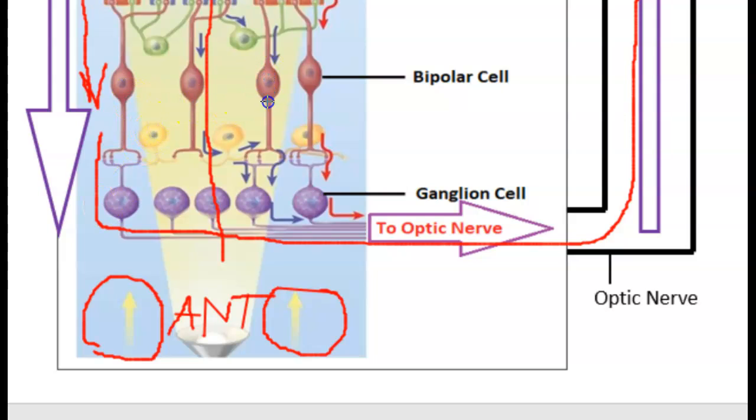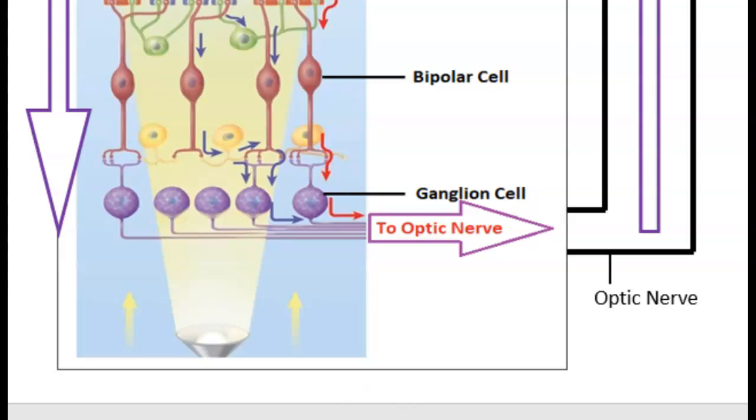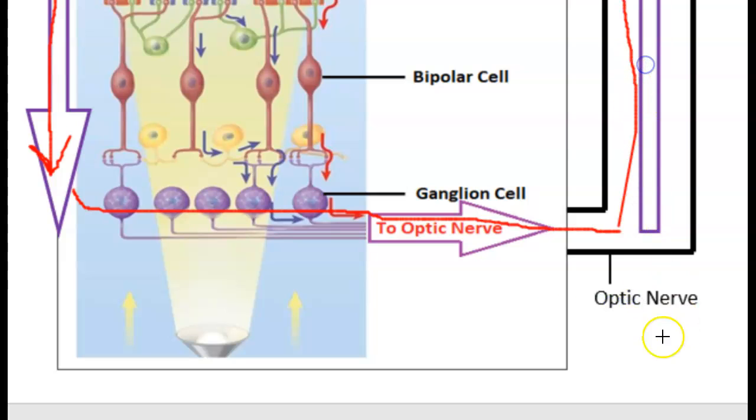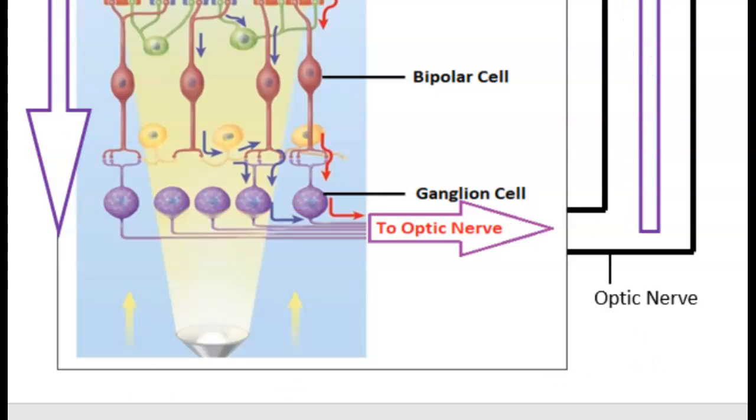So I just draw in these arrows in my lab manual to show the direction of the neural signal. Again, the neural signal starts at the rods and the cones. It moves anteriorly, travels kind of laterally to the optic nerve, and then it moves posterior in the optic nerve. Kind of interesting.